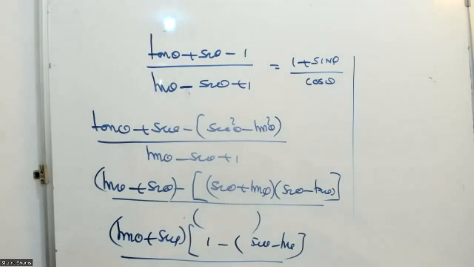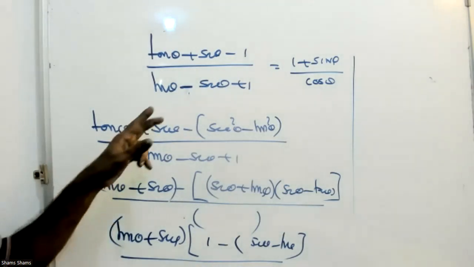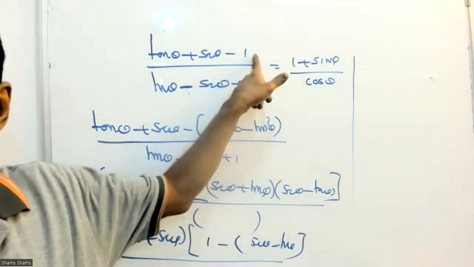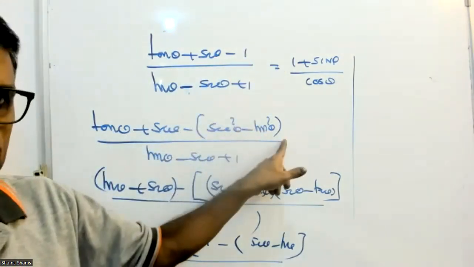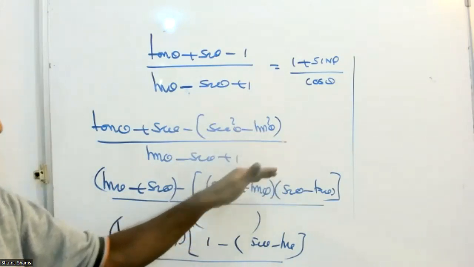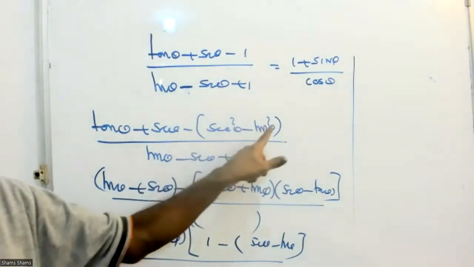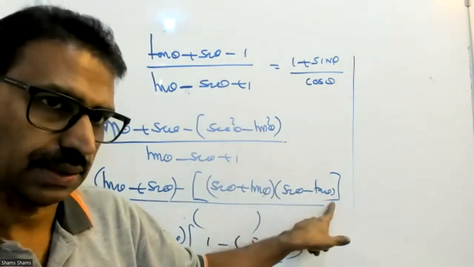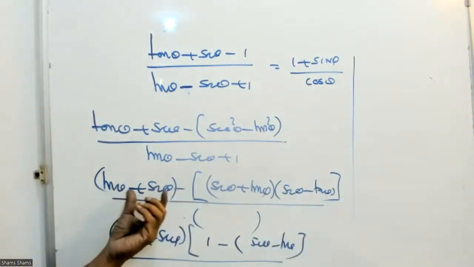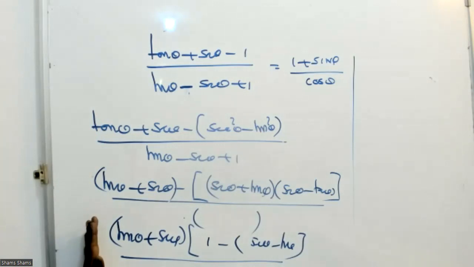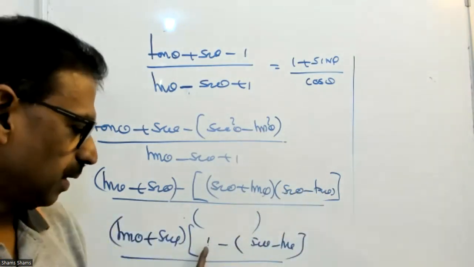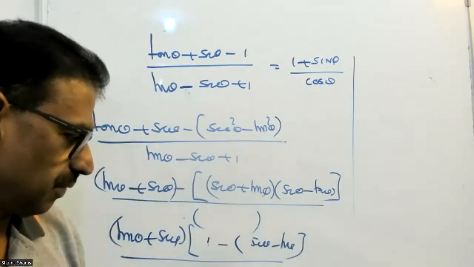So here, clear now? I'll explain again. It's another star question. Look, instead of 1, we wrote sec square theta minus tan square theta. After that, sec square theta minus tan square theta, we can write sec theta plus tan theta into sec theta minus tan theta. Then sec theta plus tan theta taken common. 1 minus of sec theta minus tan theta divided by this one.